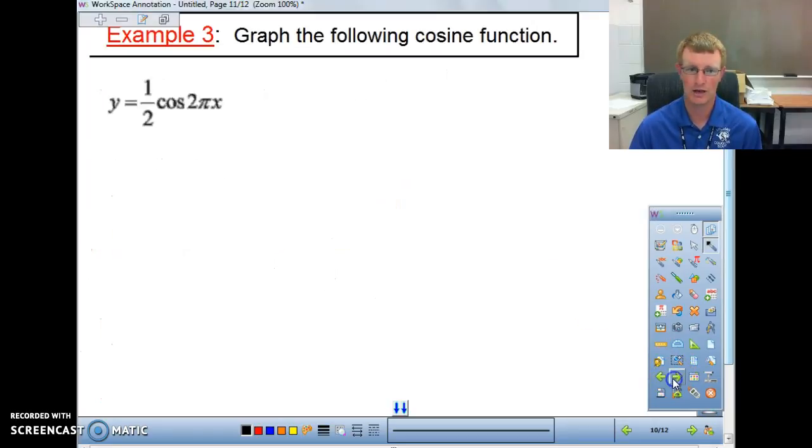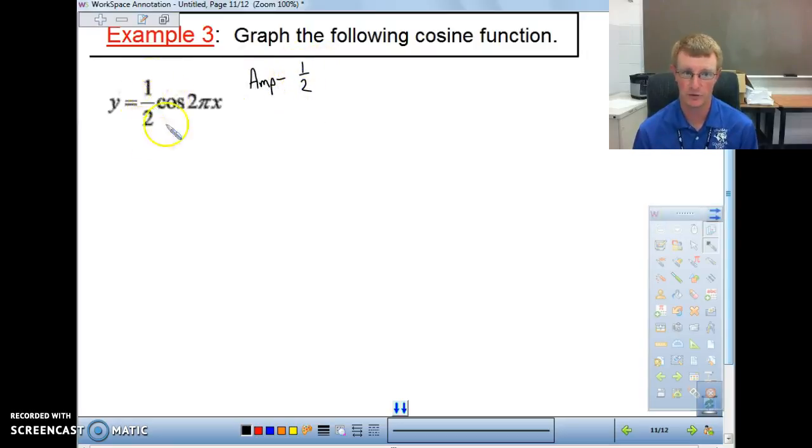Where it gets complicated is the next one, where the actual frequency in our period is affected. So first, again, we want to identify our major things of our graph. So our amplitude here is 1/2 because there's 1/2 in front. Now our period is going to be different because we actually have a value in front of our x. So if our period is 2 pi divided by b, then in this case, 2 pi divided by 2 pi is equal to 1.